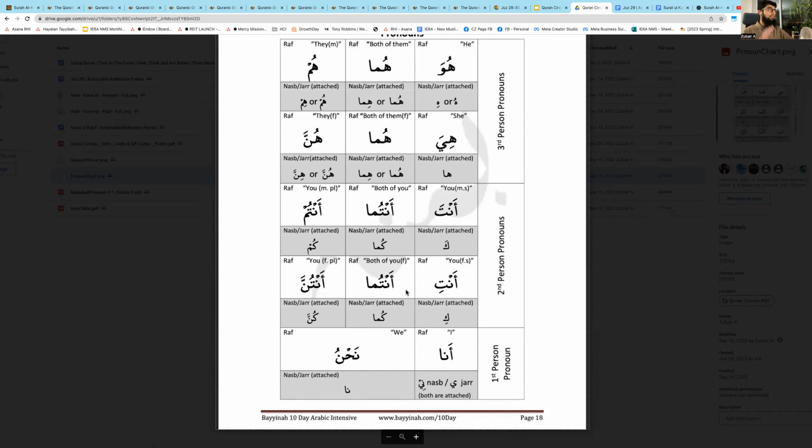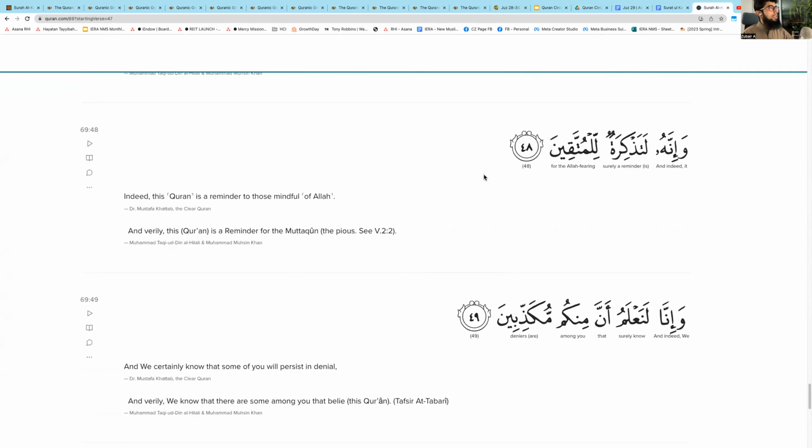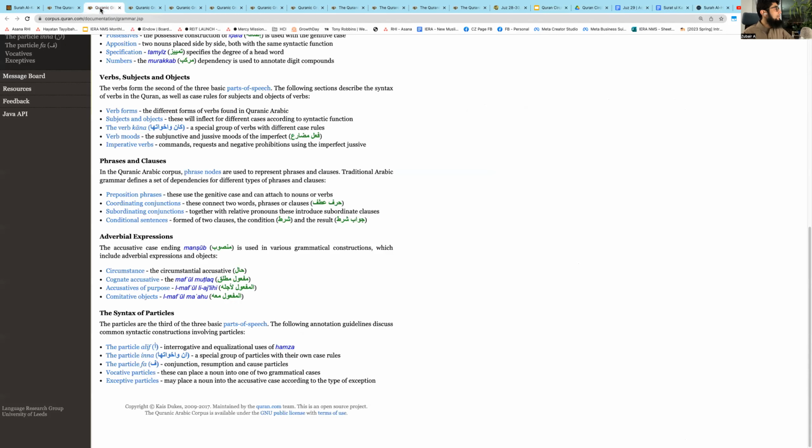So this is our pronoun chart. You can take a look at it every day, or whenever you're reading Quran, you identify pronouns and come back to it. Okay, so let's go ahead and read our Quran. We are using corpus.quran.com, and we are on verse number 48. So we'll open this in corpus.quran.com, verse number 48.